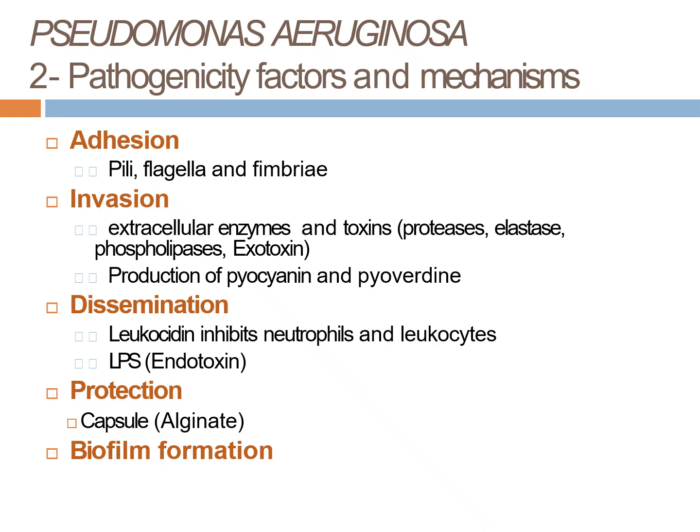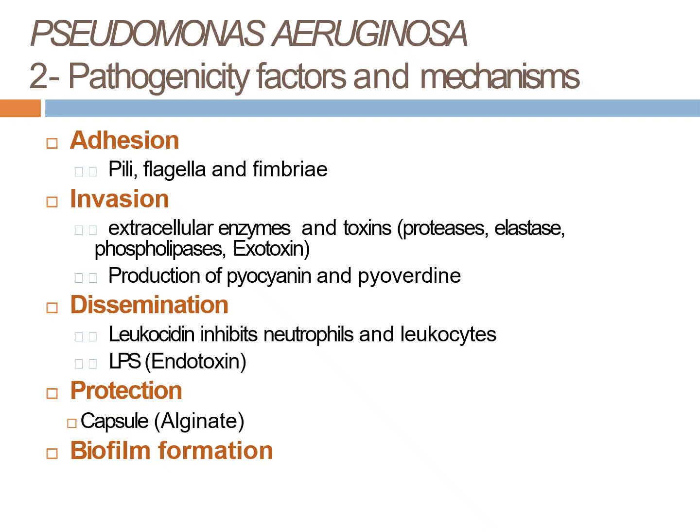Now, let's move to pathogenicity. Pseudomonas has several tools to cause infection. First, it adheres to host cells using pili, flagella, and fimbriae. Then it invades tissues using enzymes like protease, elastase, and phospholipases, as well as exotoxin, which inhibits protein synthesis in host cells. The pigments we mentioned earlier also contribute to tissue damage.